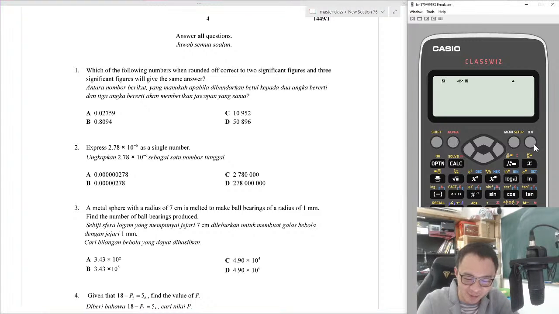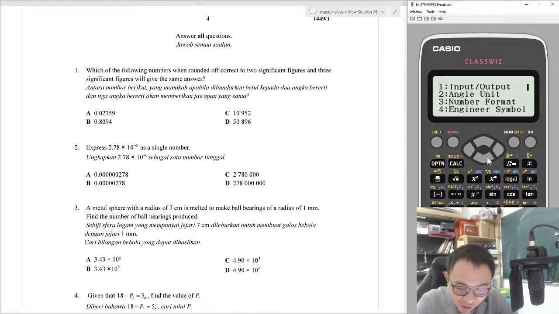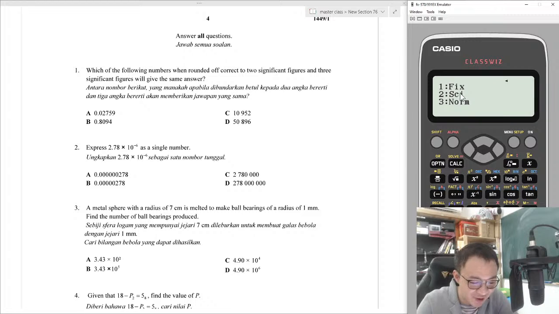You go to the shift menu, and you will see something called number format. Significant figures is number 2, SCI stands for significant figure. You go for 2 here, and then you choose how many significant figures you want. In this case, let's say I want 2, so I type a 2 there. Then I key in my answer.